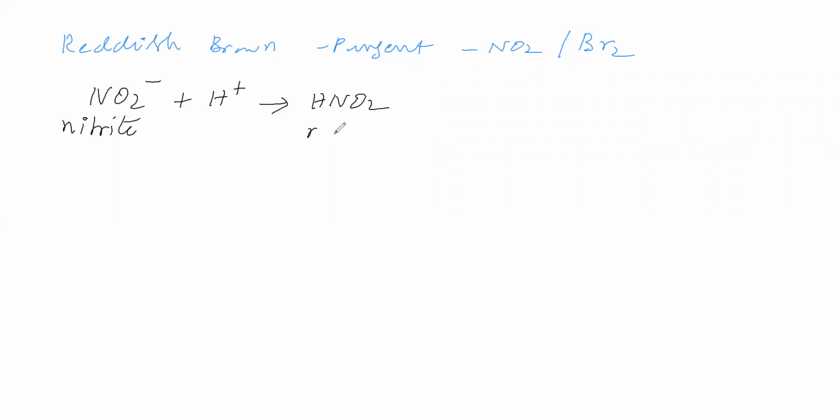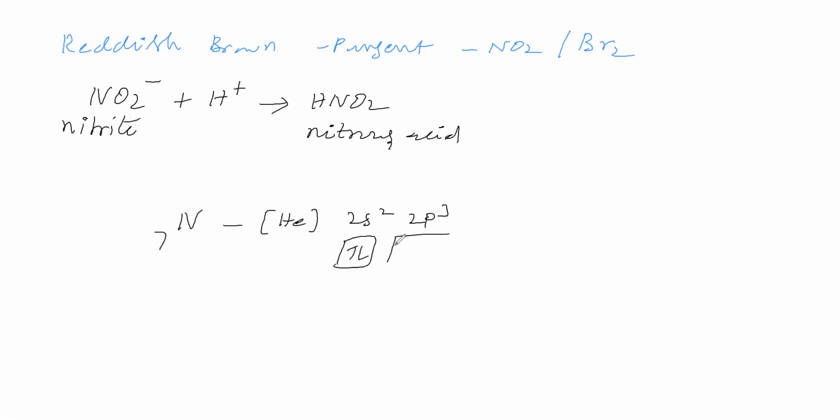HNO2 is called nitrous acid. Now regarding nitrogen, we'll see. Nitrogen has atomic number 7, and its electronic configuration is helium 2s2 2p3. So 2s has 2 electrons and 2p has 3 electrons.